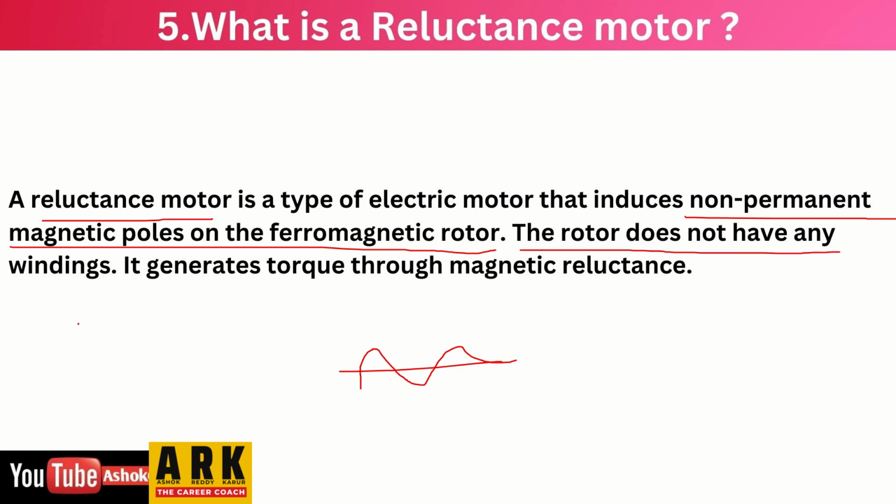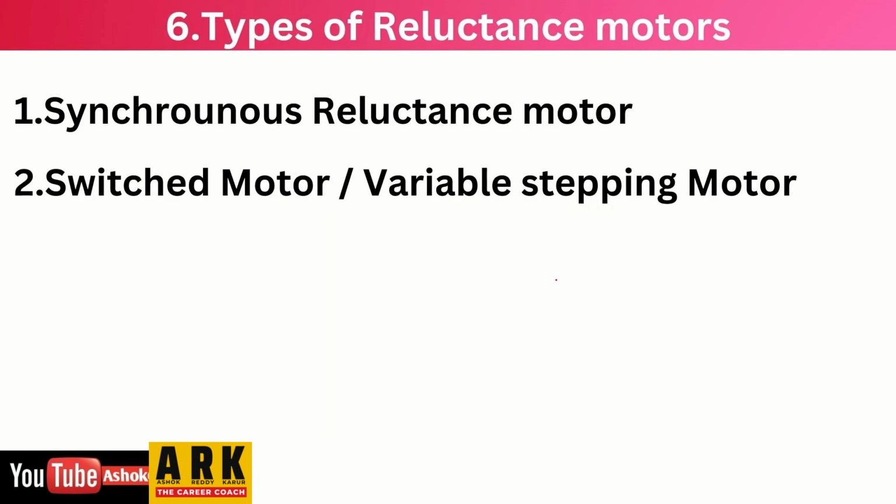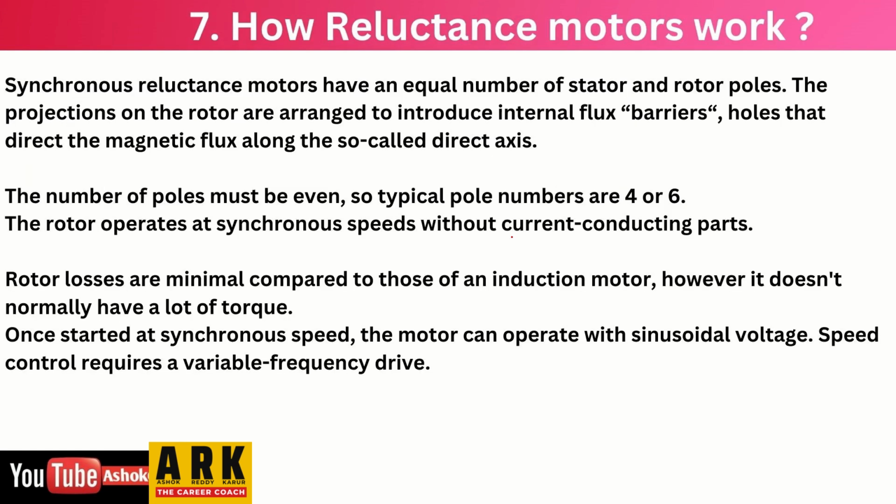The rotor does not have any windings, there will be no windings in this one. It generates a torque through the magnetic reluctance. That's why it is called the reluctance motor. In this one we have two types: the synchronous reluctance motor, and the switched reluctance motor or variable stepping motor. So, how will it work?